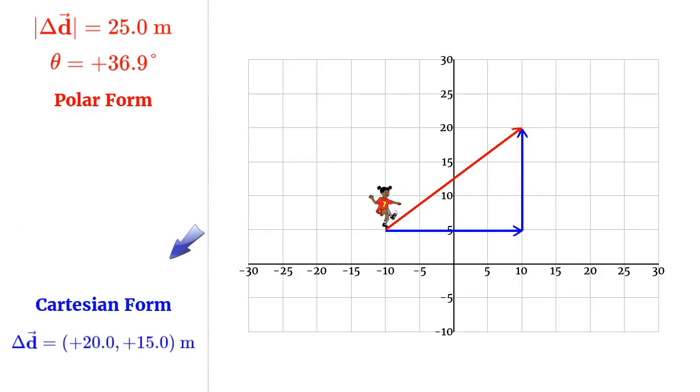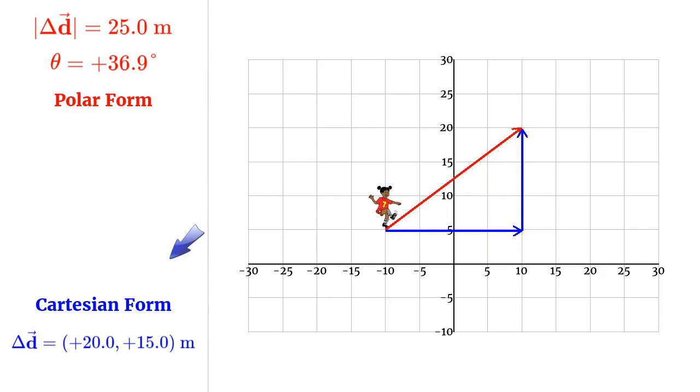Now, do we really need both forms? Can't we just pick one form and not worry about the other one? Well, it turns out quite often when we're making measurements, the polar form is going to be more convenient. But when we have to do mathematical calculations, the Cartesian form is what we need.